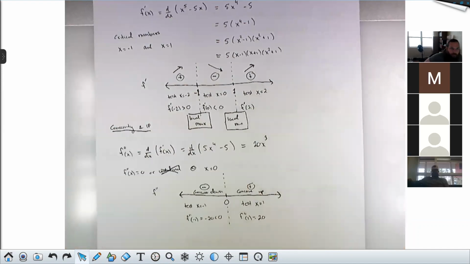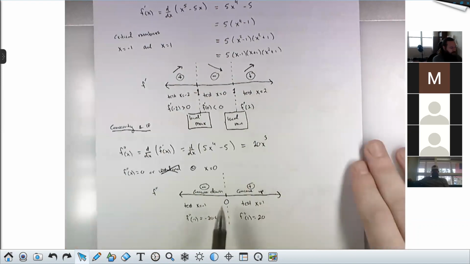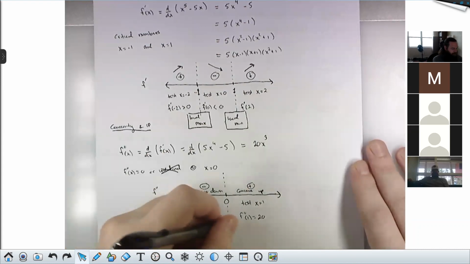So would that mean that 0 is the inflection point? Yeah, good. There's an inflection point at 0 because we go from concave down to concave up there. It's perfect.